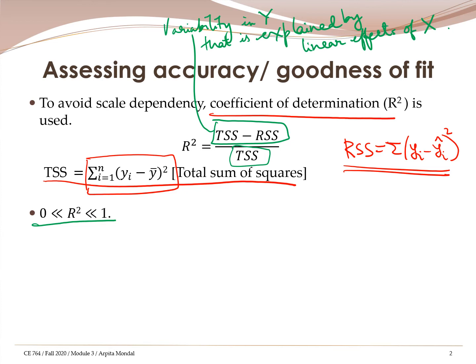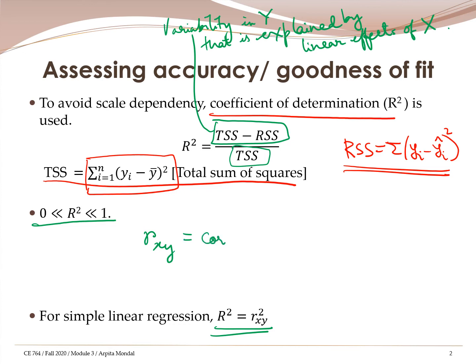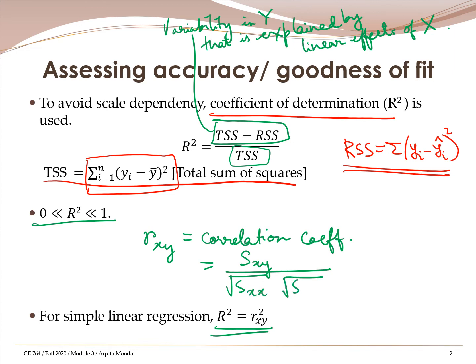In fact, for a simple linear regression model, one can show that this capital R square turns out to be little r_xy square. What is little r_xy? Little r_xy was our correlation coefficient, which we had seen earlier. We had denoted it by s_xy divided by square root of s_xx and square root of s_yy. In fact, this can be proved. So you can prove that the coefficient of determination for simple linear regression turns out to be the square of the correlation coefficient. So this I leave as homework for you.